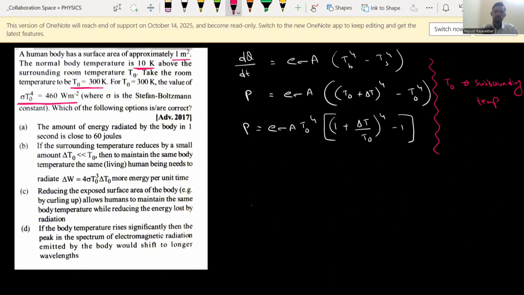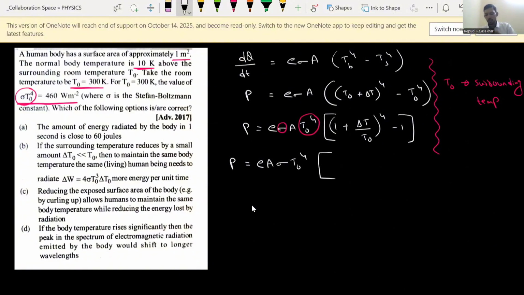What is the purpose of writing T naught power 4 outside? Because if you write this sigma T naught power 4 outside, its value is already mentioned in the question. Sigma T naught power 4 is how much? 460. Now, so P equals to, keep like that only for a certain time, e A sigma T naught power 4.